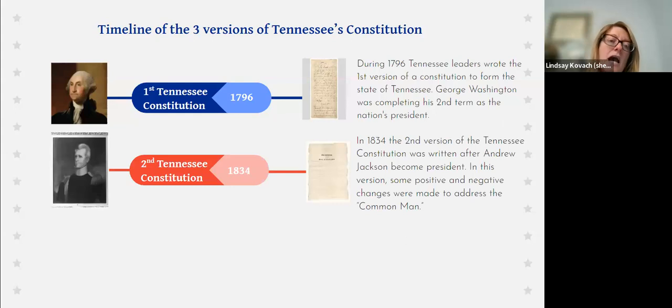The second Tennessee Constitution was written in 1834, and it was written after Andrew Jackson had become the president. In this version, we have some positive changes that came about and some negative, which we will talk about a little bit later when we go in more depth of each constitution. These changes within the Constitution wanted to address the common man.